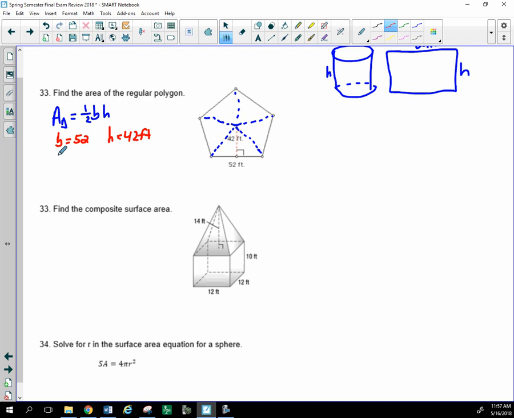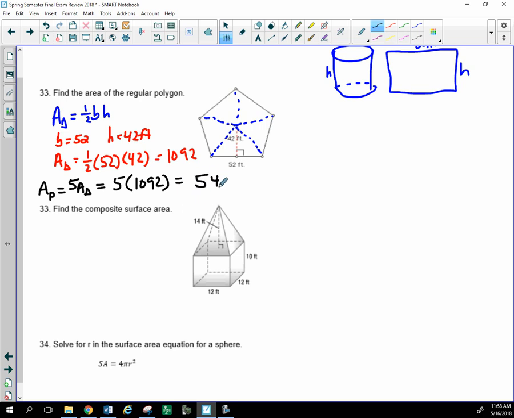So the area of one triangle would be 1/2 of 52 times 42. All right, so the area of that triangle comes out to be 1,092. And then how many of those triangles do we have? Well, we have 5 of them. So the area of the polygon, or the pentagon in this case, would be 5 triangles. So it's going to be 5 times 1,092, which will be a total area of 5,460 square feet, since we are dealing with area.